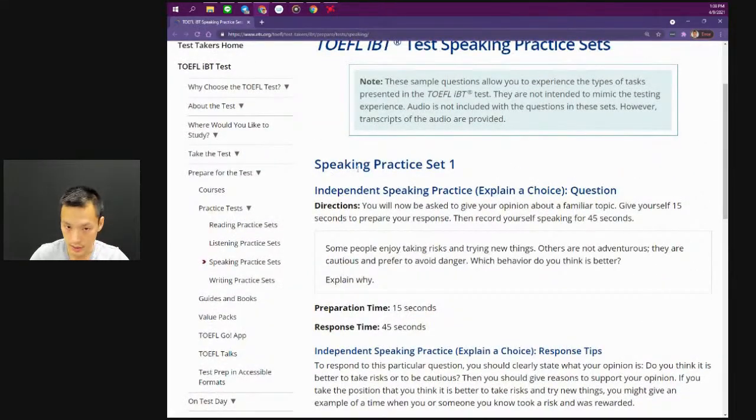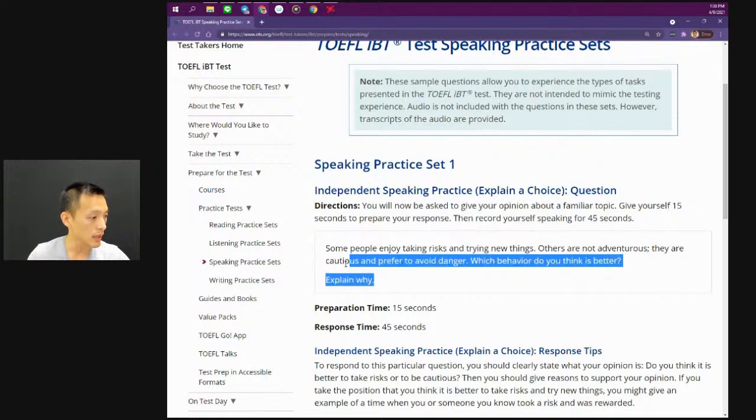Question number 1 is the independent speaking practice, right? This is explaining your choice. Again, in independent speaking tasks, you have to provide the answer, and it all comes from you. An example question that they give you is this one.